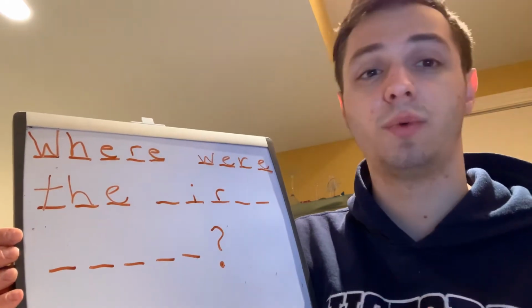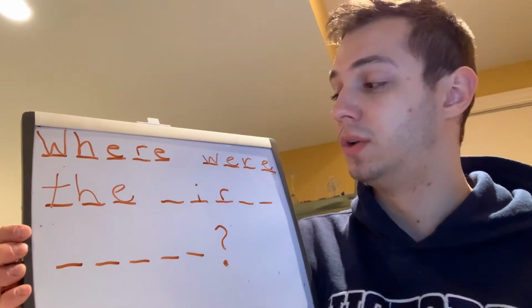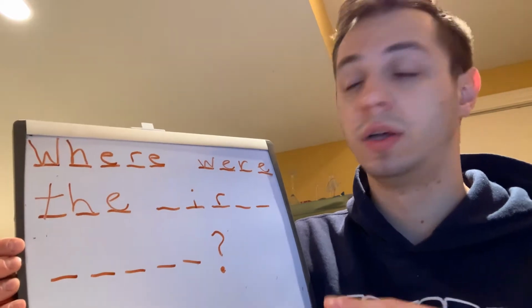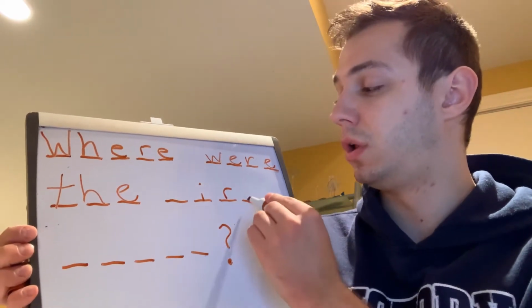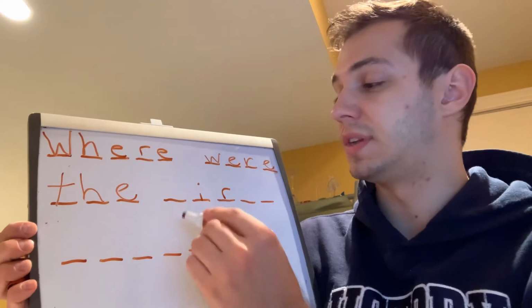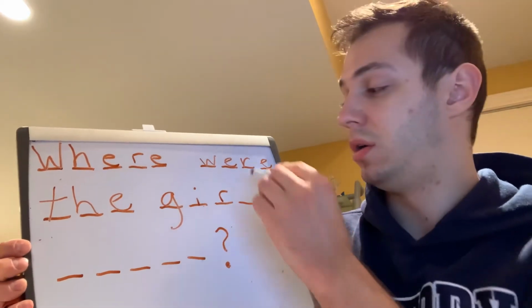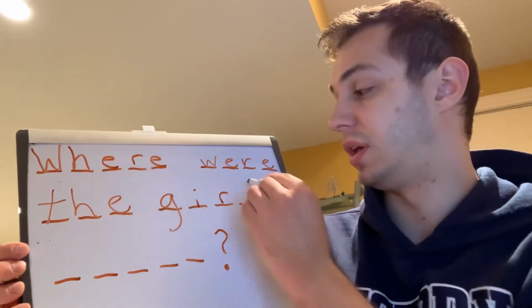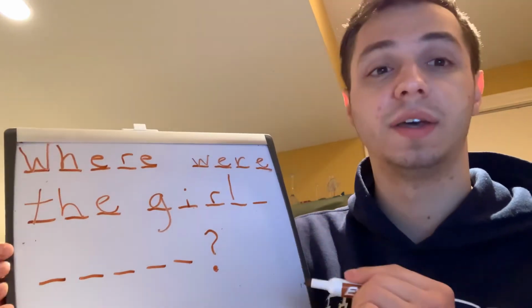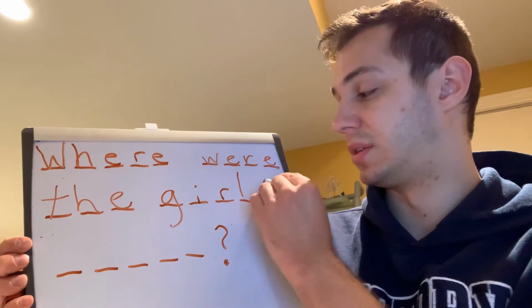Our next word is the word girls, right? So if we sound it out, g, i, r, l, s, right? It's going to be spelled G. We're given the I and the R. Then we have an L, which is the letter L, and then an S, which is the letter S.